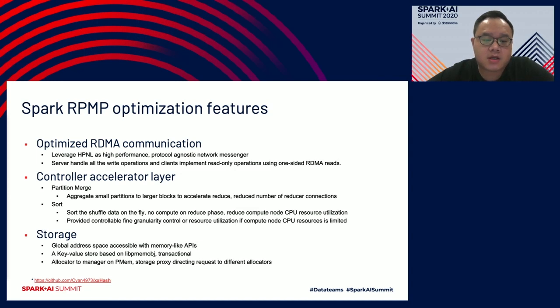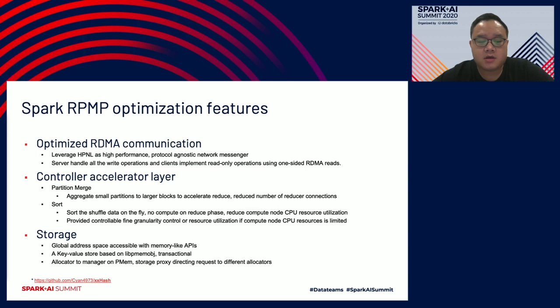On the controller acceleration layer, we have the partition merge, which will aggregate small partitions into a larger one to accelerate the reduce phase and reduce the number of reducer connections. On the sort phase, we could even sort the shuffle data on the fly. So there is no compute in the reduce phase. It will reduce the compute node utilization. It also provides controllable, fine-granularity control of resource utilization if the compute node CPU resources are limited.